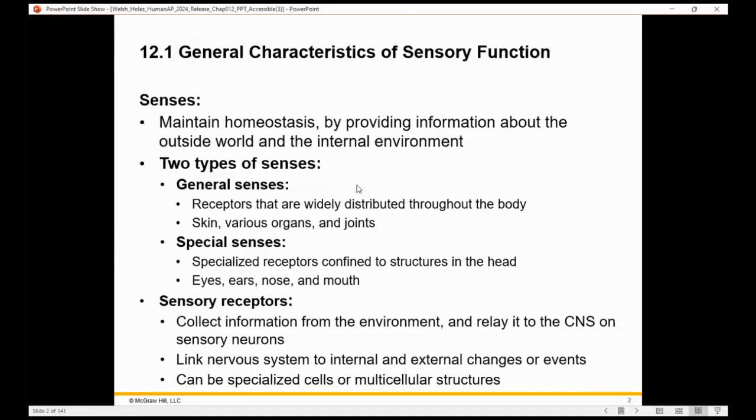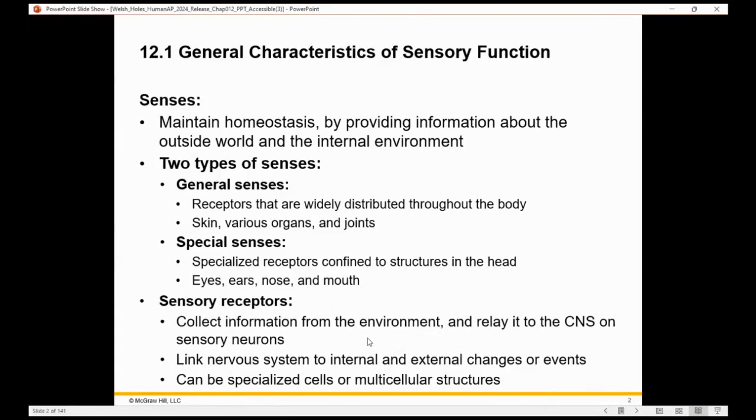General senses include receptors that are widely distributed throughout the body. They're in your skin, various organs, and your joints. And then the special senses, which are specialized receptors confined to the structures in your head. So your eyes, ears, nose, and mouth.